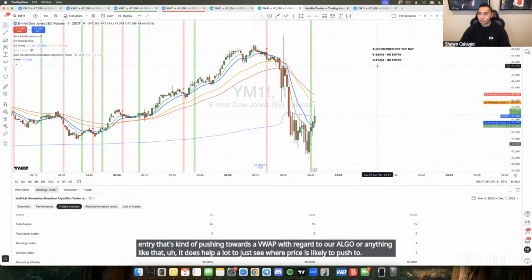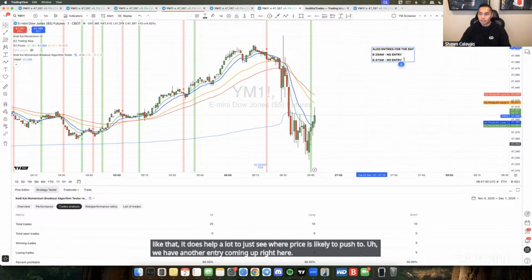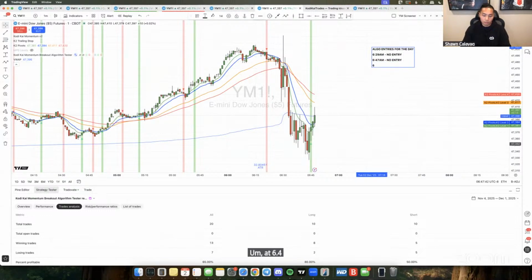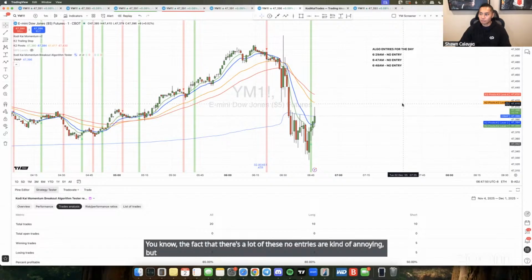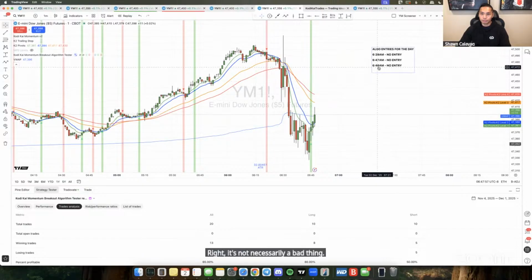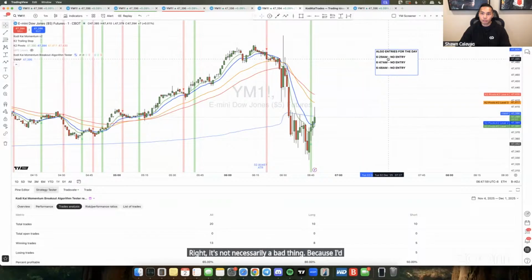We have another entry coming up right here at 648. There's going to be no entry again. The fact that there's a lot of these no entries are kind of annoying, but it's also not necessarily a bad thing, right? It's not necessarily a bad thing because I'd rather have no entry than have a loss.